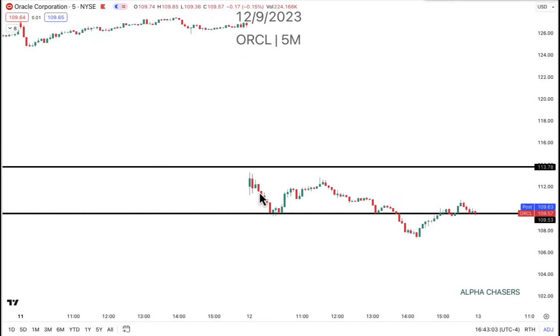What we're doing is getting out on the way down. We know where our area is. I wait. I get this little hammer, that's enough. Close the rest of it, trades up.